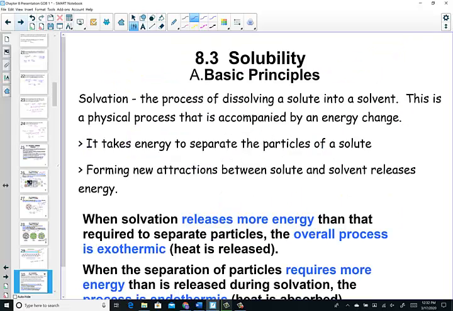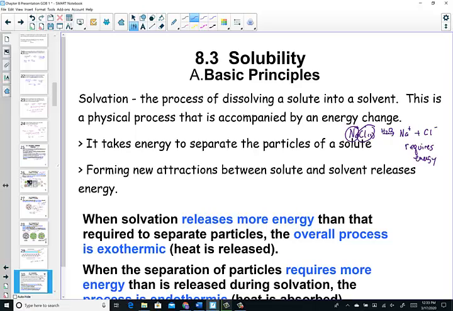The process called solvation is known as the process of dissolving a solute into the solvent, and it's a physical process, and it's accompanied by an energy change, as all physical changes are, as well as chemical changes. It takes energy to separate the particles of a solute. Sodium chloride, as a solid, has electrostatic attraction between the positive and negative ions. In order to separate them, the water molecule has to be able to go in and surround the sodium and break it free. The other part of the water molecule surrounds the chloride and breaks it free. You must separate the two ions, and that requires energy.